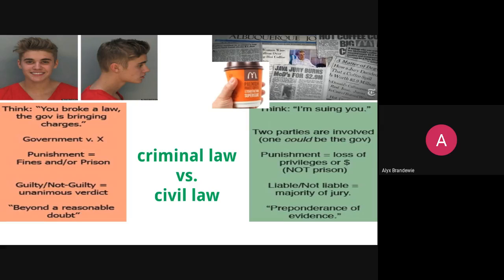So in a civil case, the McDonald's case again being the best example, the jury said that there was a preponderance of evidence that McDonald's was responsible for this person burning themselves. In a criminal case, there would have to be a unanimous verdict that, beyond a reasonable doubt, so-and-so is guilty of the crime they've been accused of.